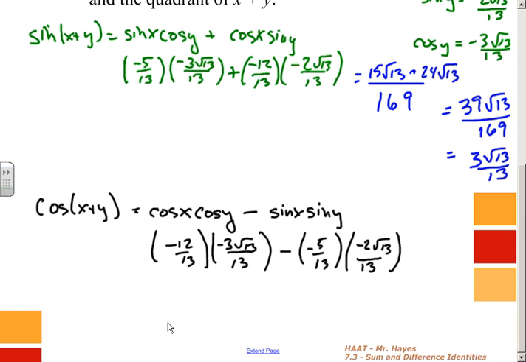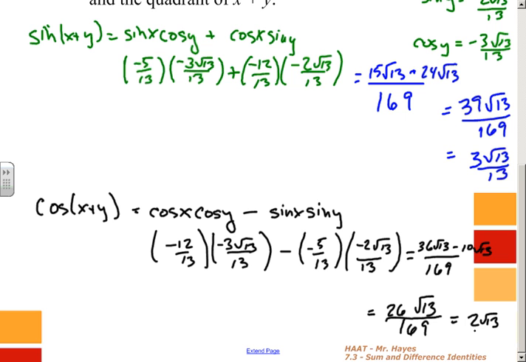And I say that somewhat nonchalantly, and I kind of mean it that way because you should be able to do this. Common denominator here is going to be 169, 13 squared. I'm going to come up with 36 root 13 minus 10 root 13. So that's going to simplify out to become 26 root 13 over 169. Again, both 26 and 169 are divisible by 13, so that's going to become 2 root 13 over 13. At this point, you know where the angle x plus y is going to end up.